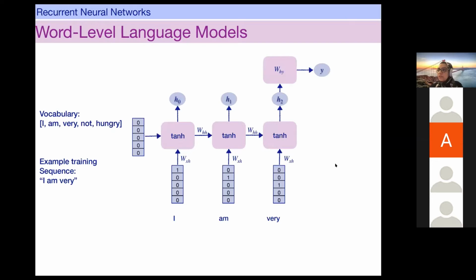Somebody asked, is W_hy different from the other two matrices? Yes, because it's multiplied by the hidden state to produce the output, it might have different dimensions, so it's different from the other two matrices.